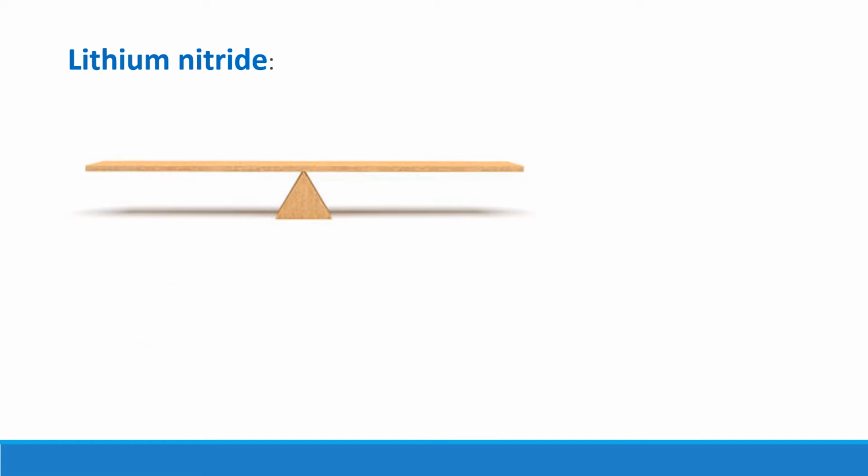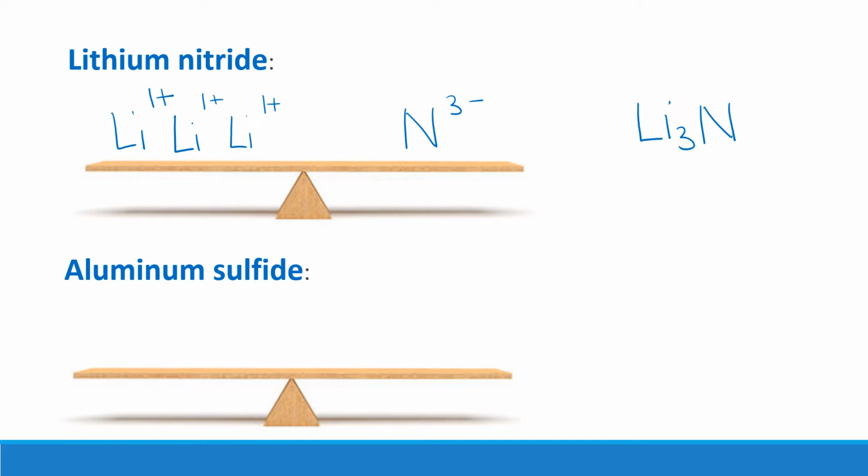Charges are the same on both sides. Lithium nitride. Lithium has a charge of 1 plus. Nitride has a charge of 3 minus. So in this case, I'm short on pluses. So I'm going to add in 2 more lithiums, right, to get that to balance. And so the formula for my compound is going to be Li3N. That is the formula unit for lithium nitride.